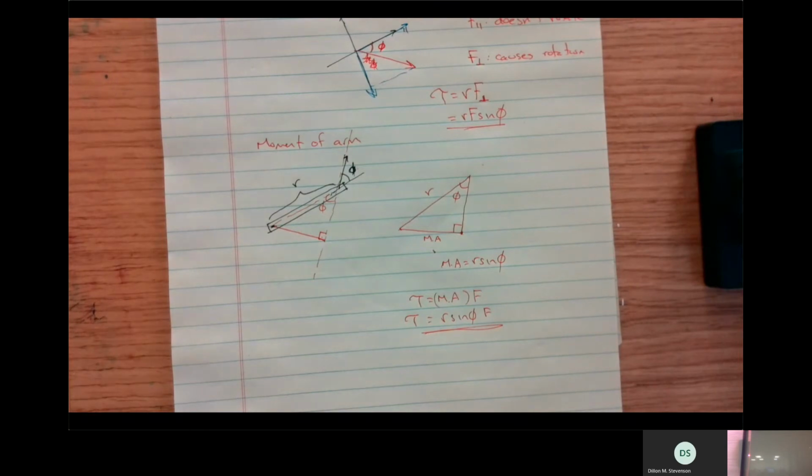Sometimes it's easier to work with angles and try to find out what are the perpendicular and parallel components of the force. Sometimes it's way easier to calculate the moment arm. And even sometimes just by measurement, you can calculate the moment arm. And we'll do problems with that.